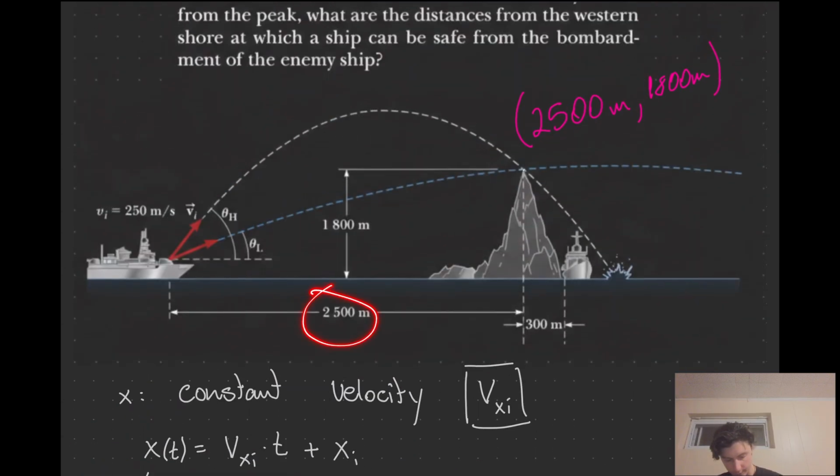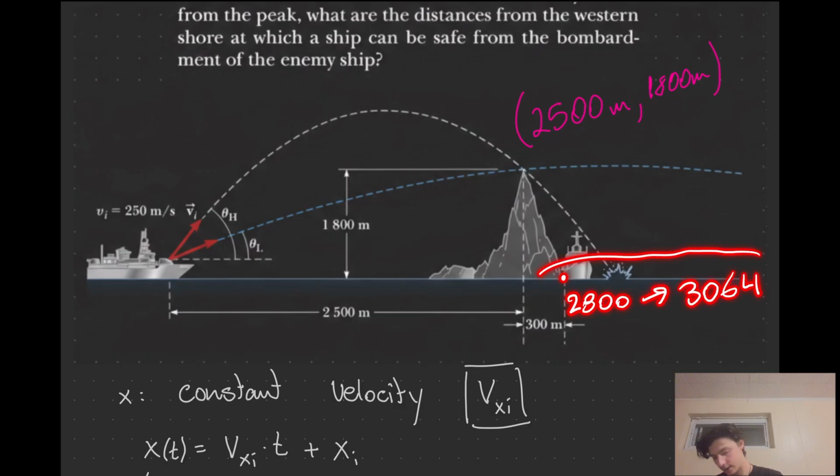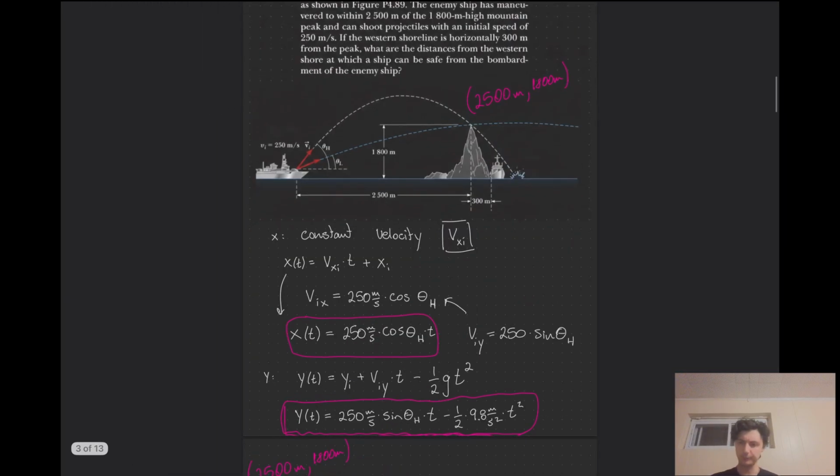So here's 2,500 meters from 0 all the way to the middle of the mountain, plus another 300 is 2,800, and then the ball lands at around 3,000. So from 2,800 to 3,064 or whatever it was, this is the safe range for the boat. Now, is this true? I'm going to check my solution manual.